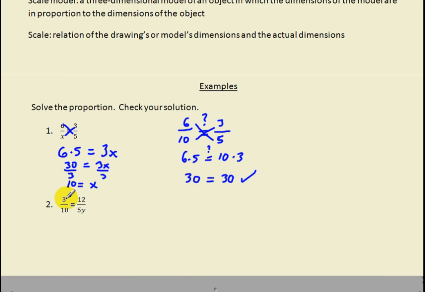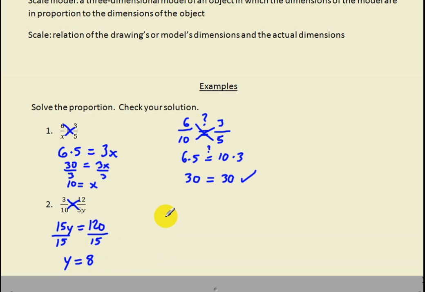Okay, number 2. Similar idea here. 3 over 10 equal to 12 over 5y. So we'll use our cross products here. 3 times 5y is 15y. That's going to equal 10 times 12, which is 120. And then we'll get y by itself by dividing by 15. So divide by 15. And on the left-hand side, we get y. Right-hand side, 120 divided by 15 is 8.